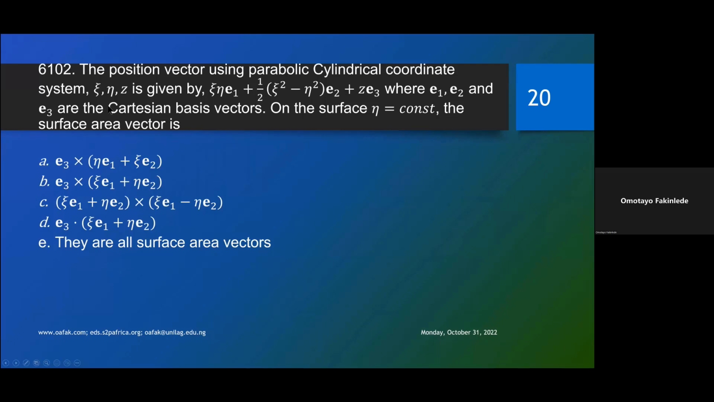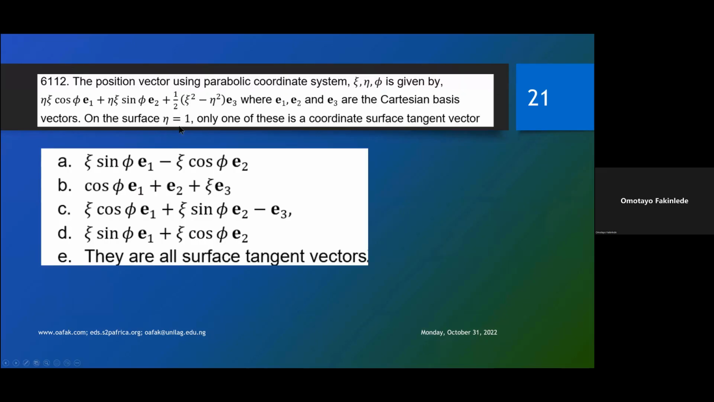Second to the last here, I think. The position vector using parabolic coordinate system is given by this. So on the surface, eta is equal to 1. One of these is a coordinate surface tangent vector. It's a tangent vector, and it is A in this case.